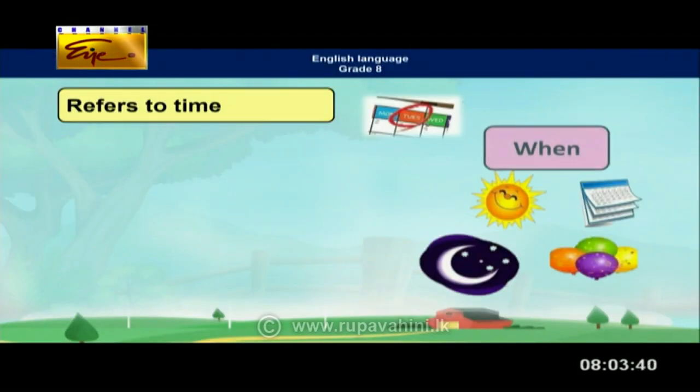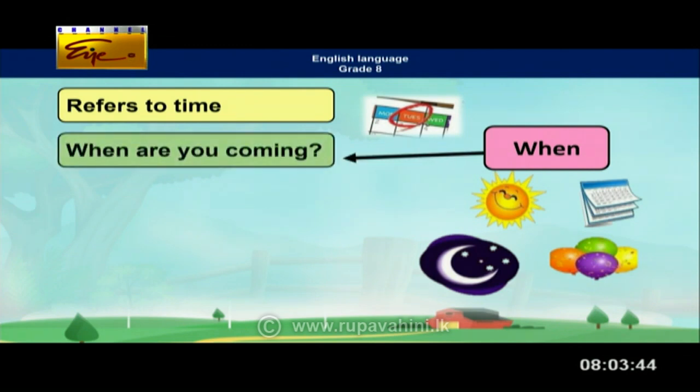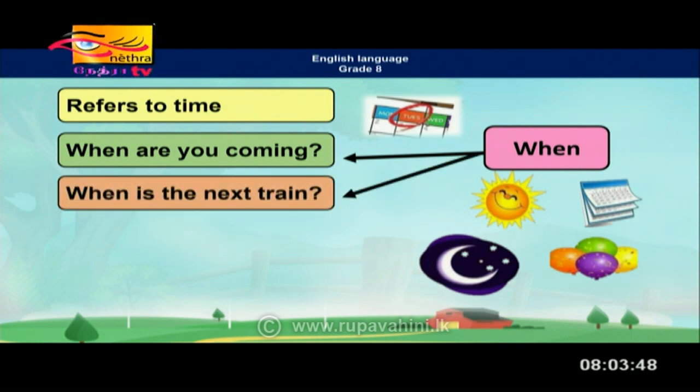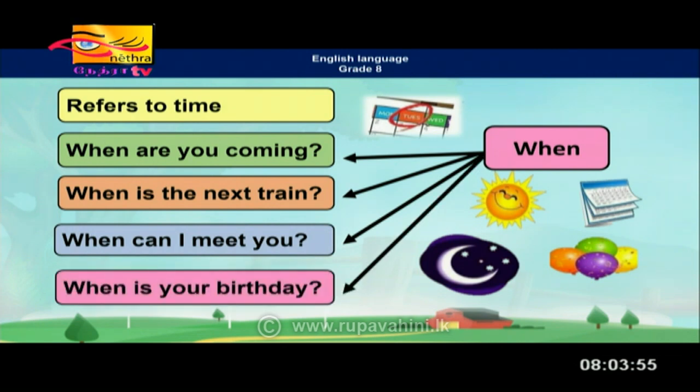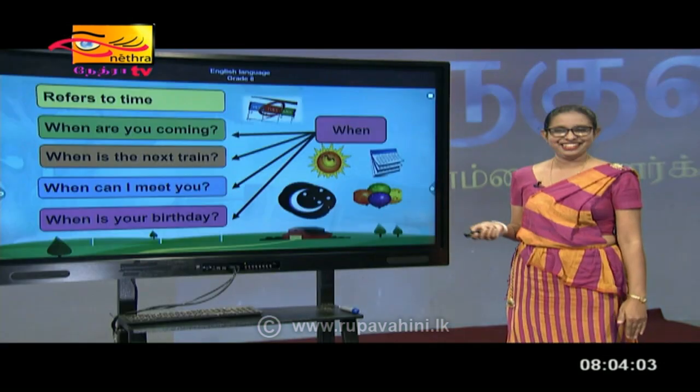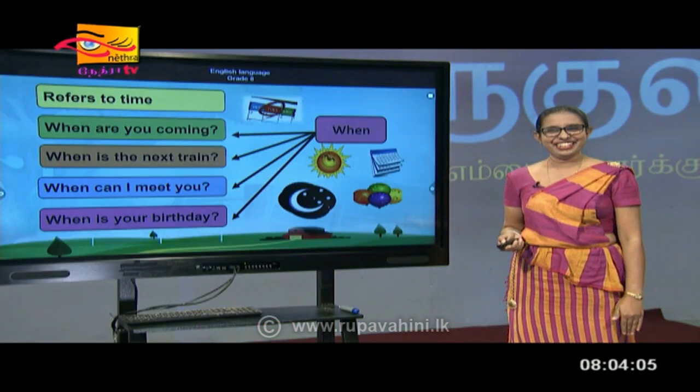Then, to refer to time, we use the question word when. When are you coming? When is the next train? When can I meet you? When is your birthday? The last one is a very common question, isn't it, sir? So when is your birthday? In May. Good.